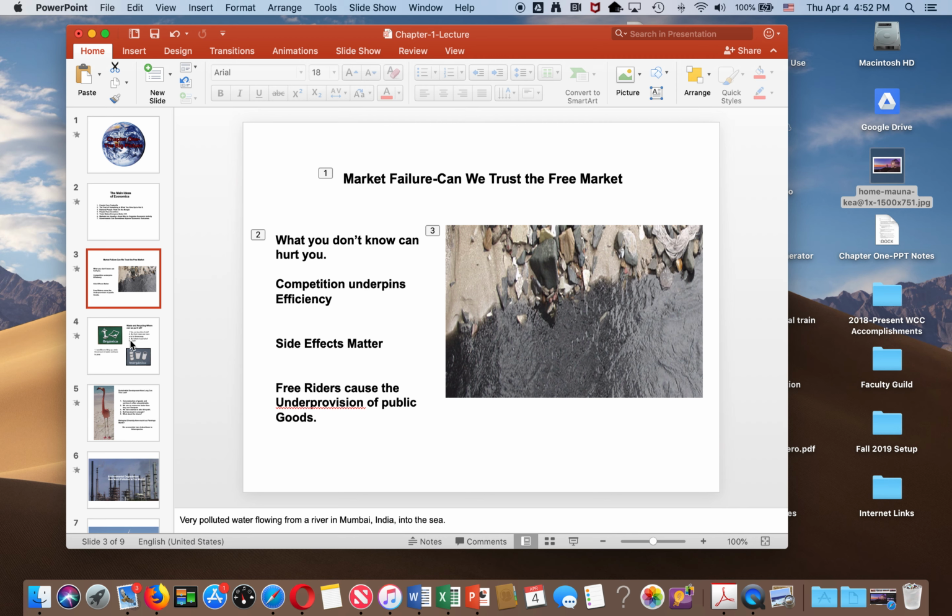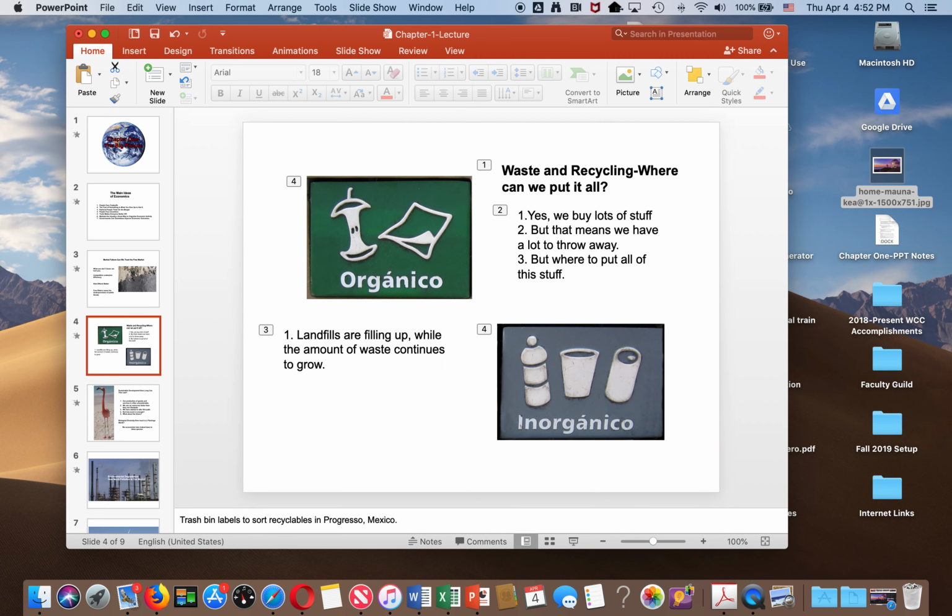Okay, now we're on to our next slide, and this is slide 4. Another big idea is doing something about all the stuff we generate through production and consumption. You see two trash bin labels to sort recyclables in Mexico. Obviously it's in Spanish, and you can see there organic and inorganic. As we produce and consume more items, the space to put these items once we are done with them decreases. Disposal space is becoming an increasingly scarce resource.